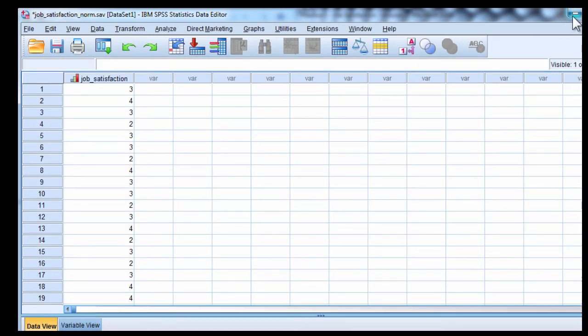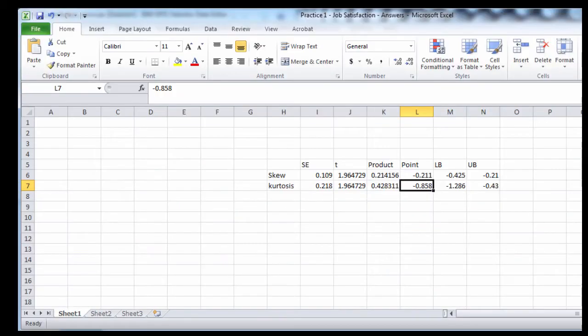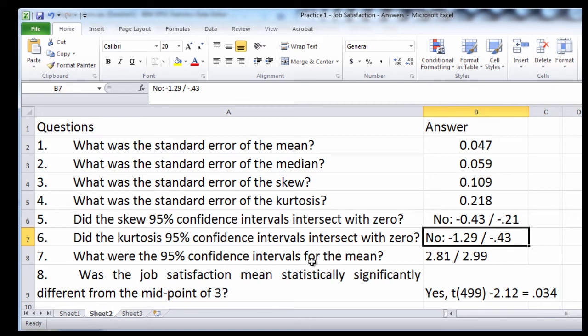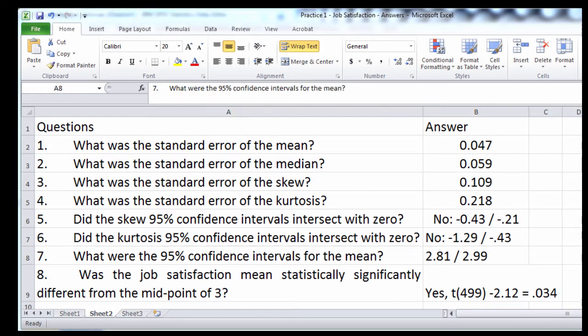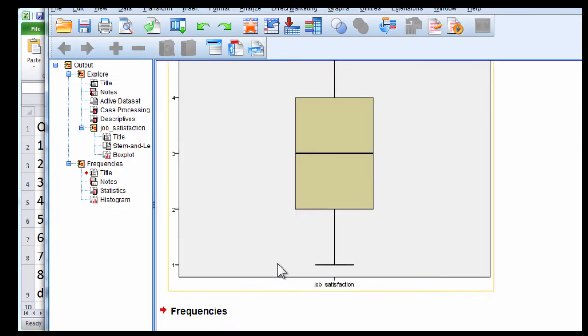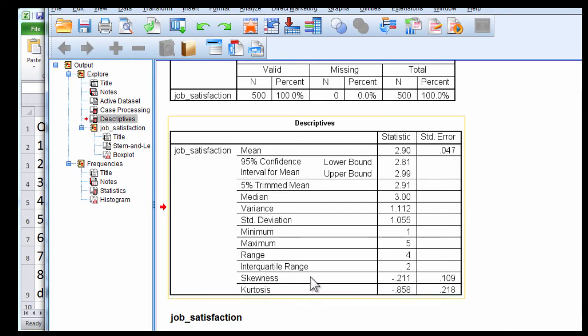So the last question, or the second last question, I believe, is in relation to the confidence intervals for the mean. What were the 95% confidence intervals for the mean? Well, that actually is reported in the Explore utility results. 2.81 and 2.99. Wow, that's so close to 3.